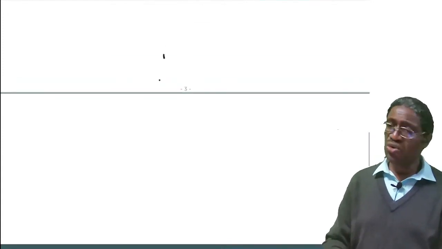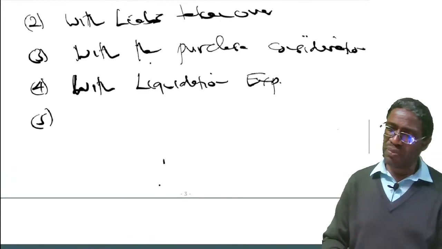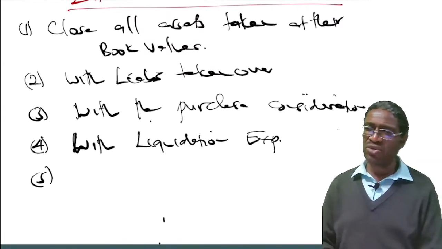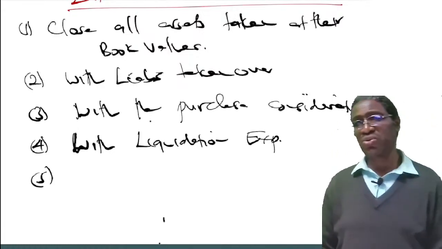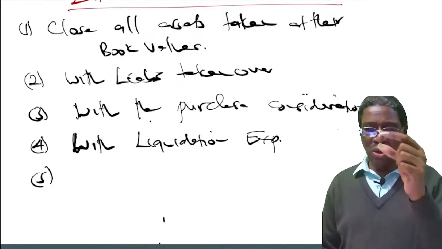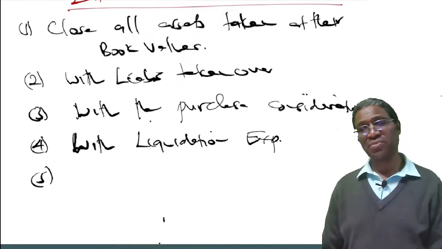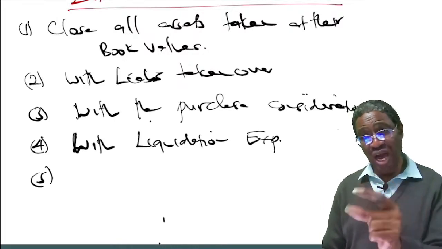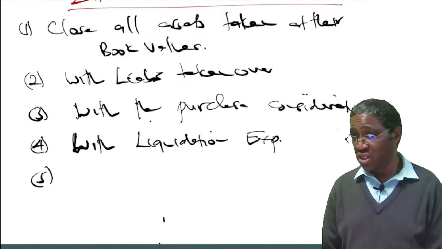Good. Let me go to step number 5 now. For step number 5, I want to take you back to step number 1. In step number 1, we have said, close all assets taken over by the purchasing company.